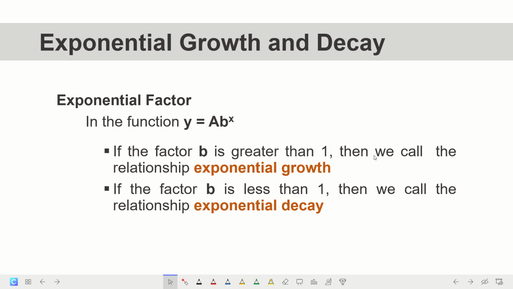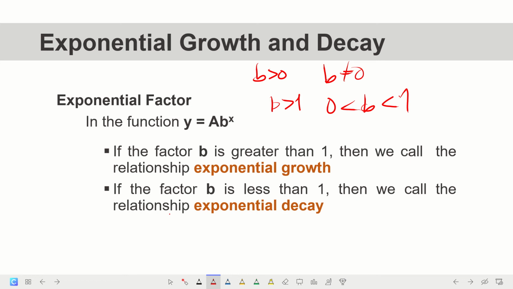Recall in the definition of exponential function that there are also two conditions: b is greater than 0 and b is not equal to 1. So the value of b can be greater than 1, or b can be greater than 0 but less than 1. If the value of b is greater than 1, then the function is increasing. So we have exponential growth.